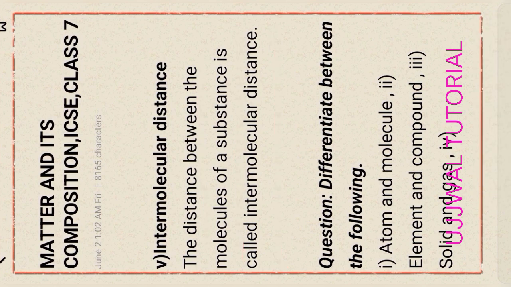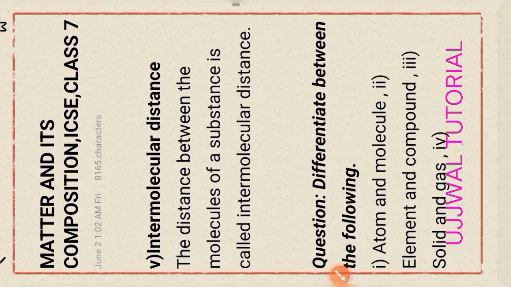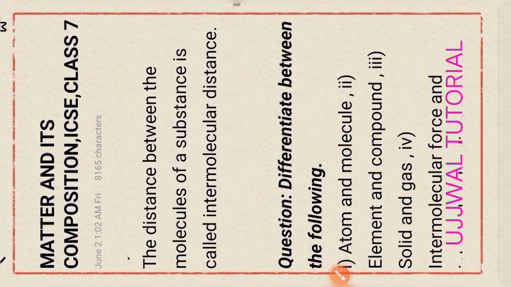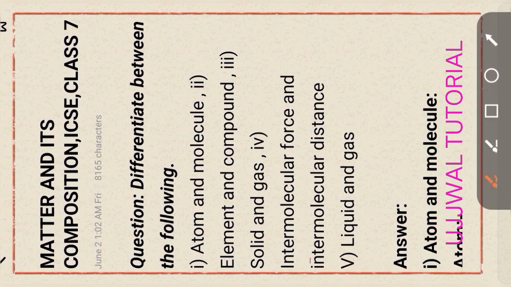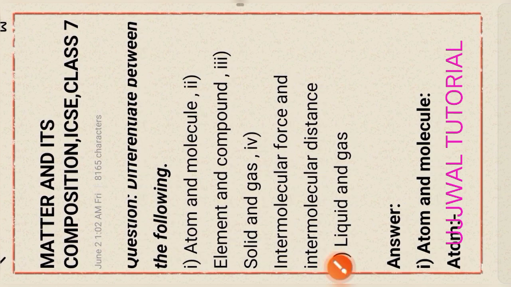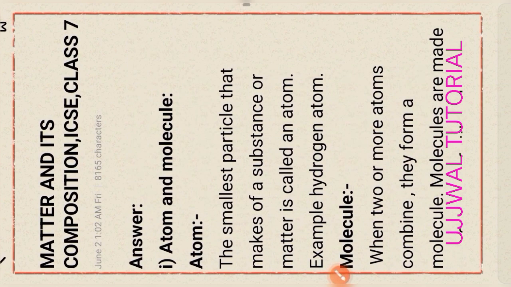Next question type: differentiate between the following terms. Number 1, atom and molecule. Number 2, element and compound. Number 3, solid and gas. Number 4, intermolecular force and intermolecular distance. Number 5, liquid and gas. Now discuss number 1, that is atom and molecule.